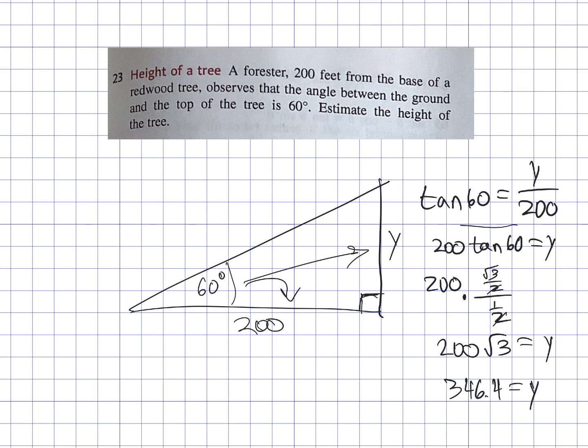So let's just do this calculation on your calculator. 200 times the tangent of 60. And that's 346.4. So it does work. They are exact. So here is the exact amount, which we always want to know. And then here is the estimate. Oh, I'm sorry. This is the estimate.